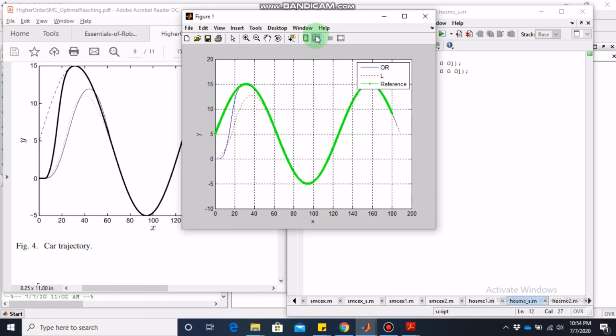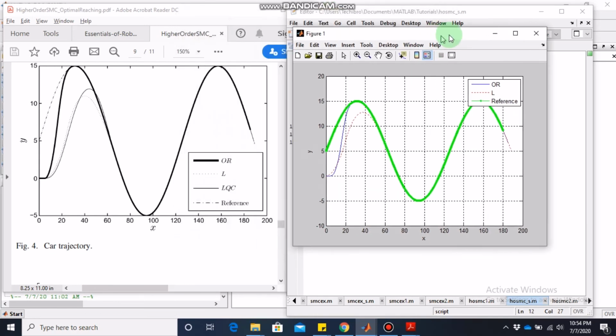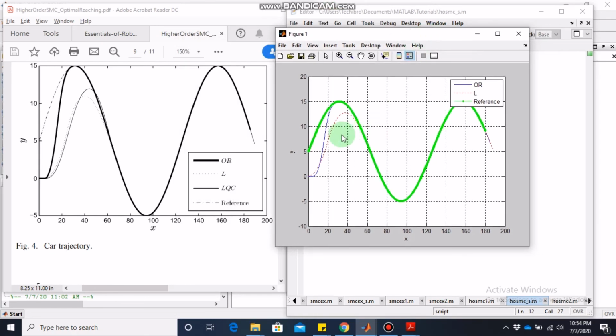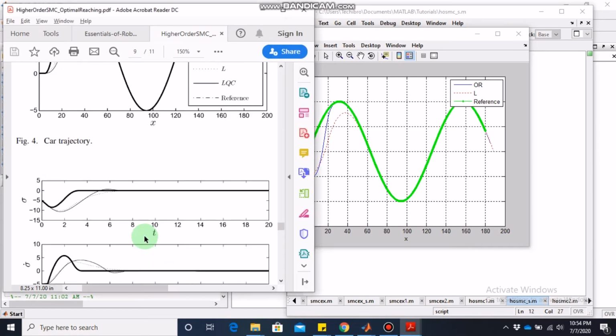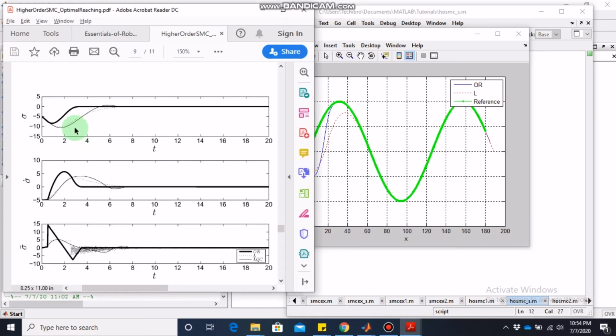When you run the file, the results will look like this. You can see here the green line, this is the reference, and this red line is the Levant controller, and this blue line is the OR controller. Now you can compare, the initial values are the same because we start the controller at 0.5 seconds. So this was it. We can also plot the other results here, sigma, sigma dot, and sigma double dot.